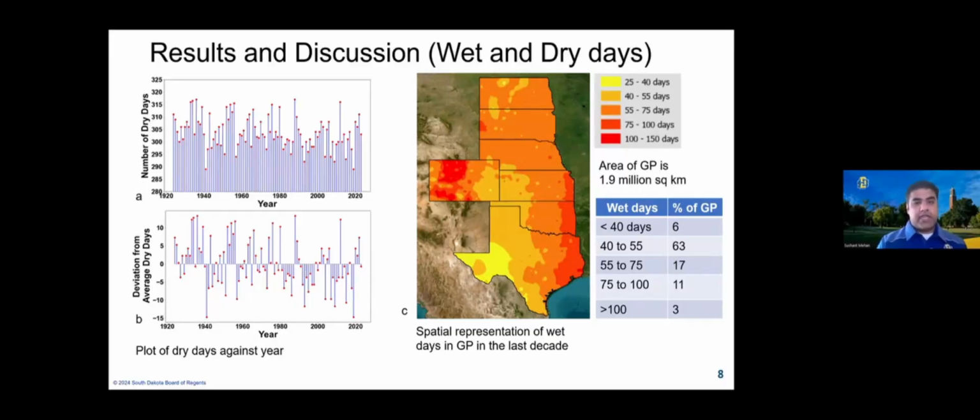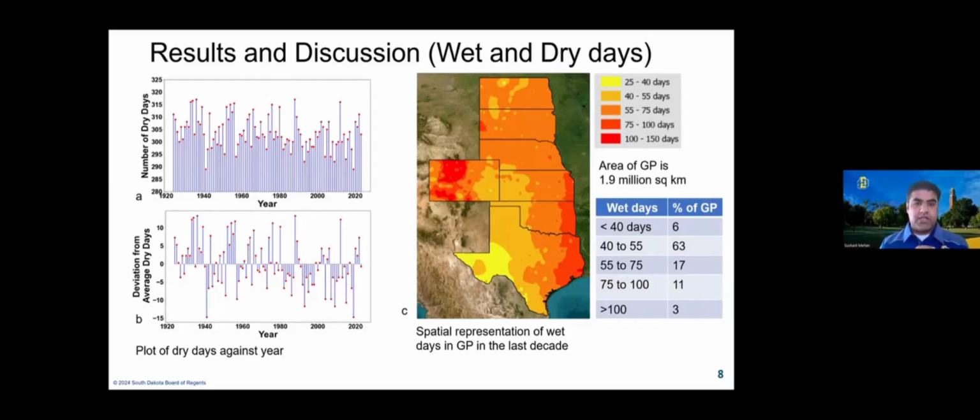In graph B, we can see the deviation from the average number of dry days over the same period. The positive bars indicate more dry days in that particular year, whereas the negative bars show fewer dry days. The deviation has shown more extreme fluctuations, especially during the 1930s and 1950s, known for significant drought events.